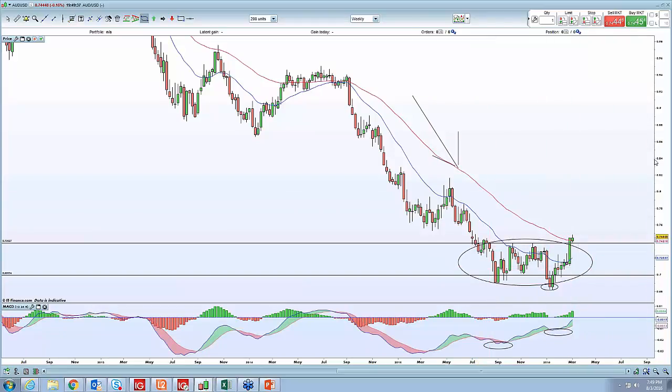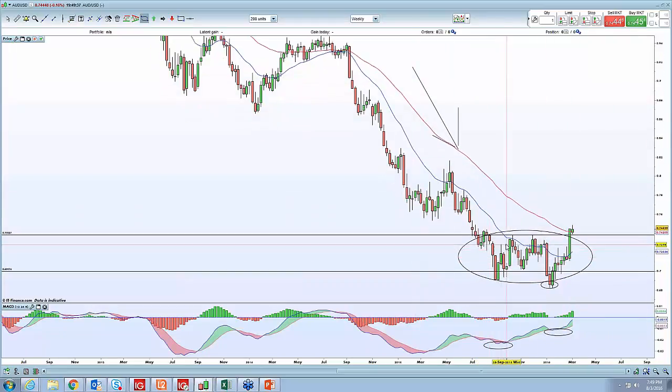Right now, it seems that it has broken the key resistance at around 0.74. Seems like a very nice breakout, and I'm looking for it to test the next level of resistance at around 0.76. So the weekly chart seems to have broken out to the upside. Momentum on the MACD, no divergence. This is good to me.